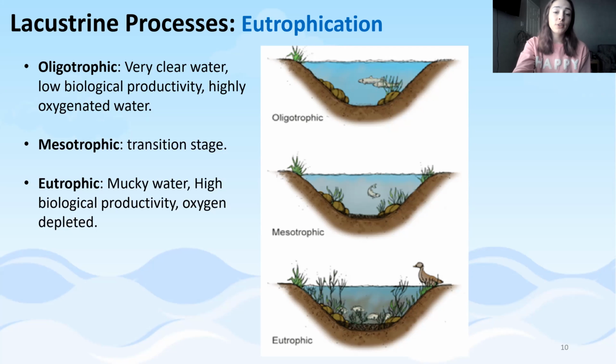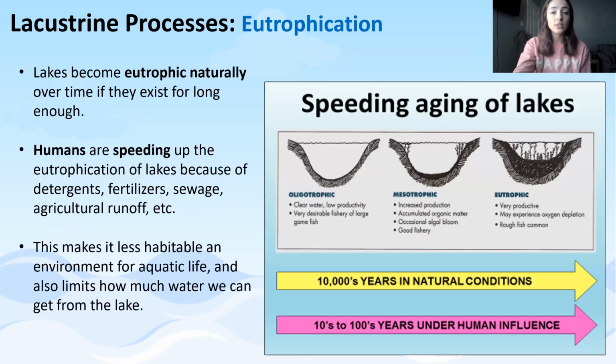Lakes start as oligotrophic and can eutrophy throughout time. This is a natural process that occurs in lakes if they exist for long enough. However, this natural process takes tens of thousands of years, but today, with humans around and our horrible extreme pollution habits, we are causing lakes to eutrophy in tens to hundreds of years rather than tens of thousands of years. This makes lakes less habitable an environment for aquatic life and also limits how much water we can get from that lake.